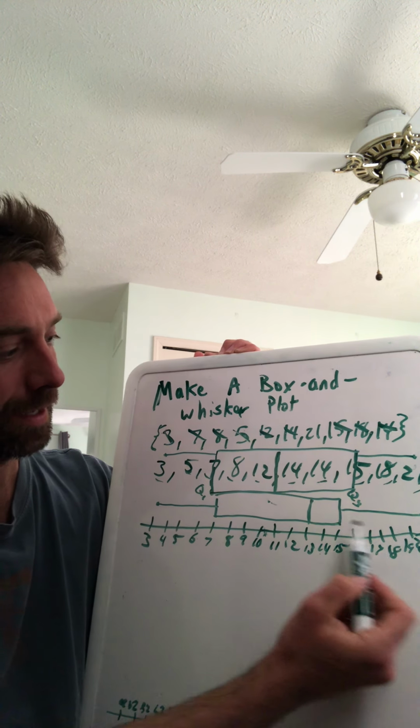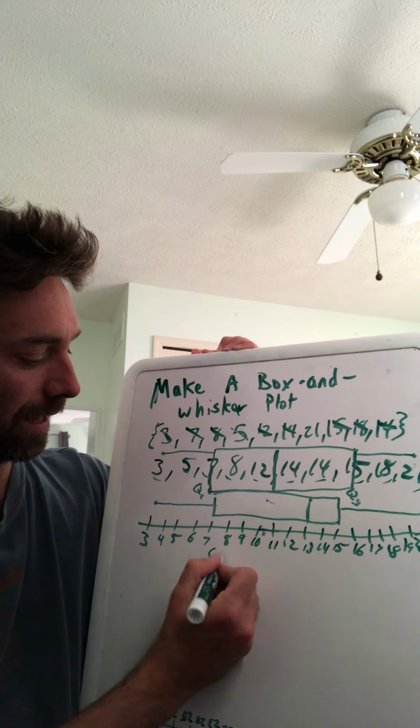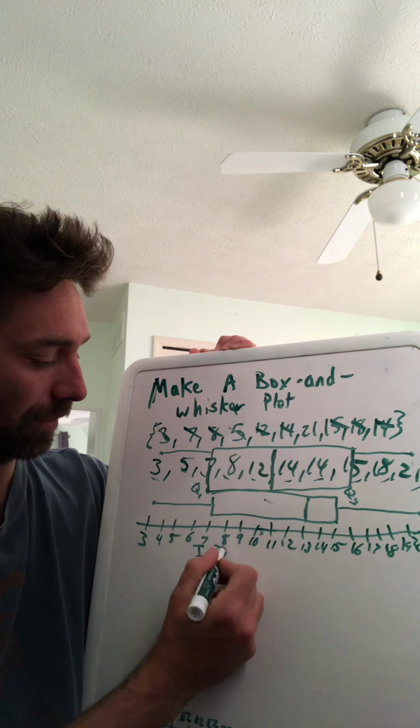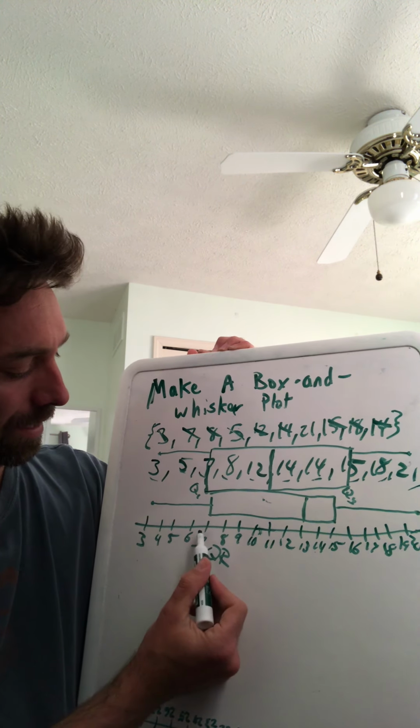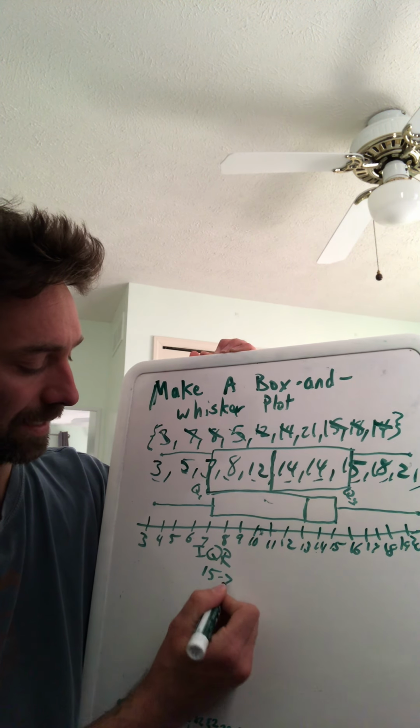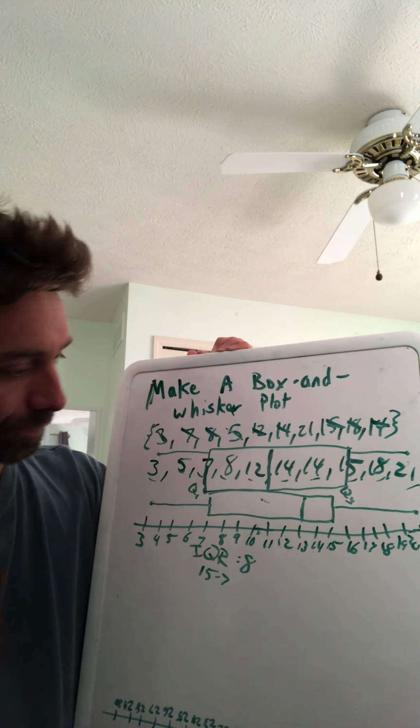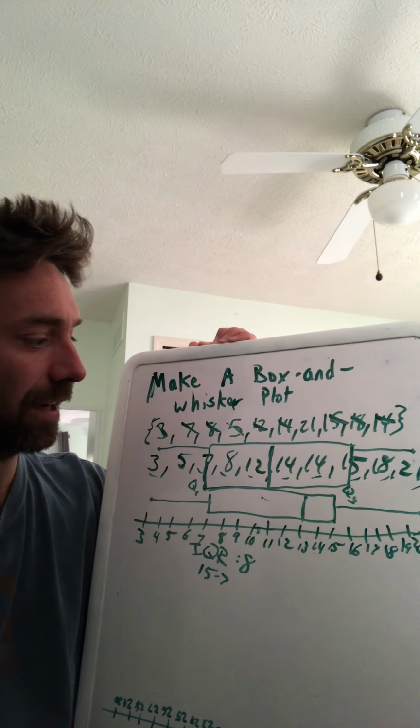That's 13. I can see where my quartiles are, and I could measure, or I could calculate the interquartile range. It went from 15, that's the edge of the box, all the way down to 7. So 15 minus 7 is 8, and you're done. You've made a box and whisker plot.